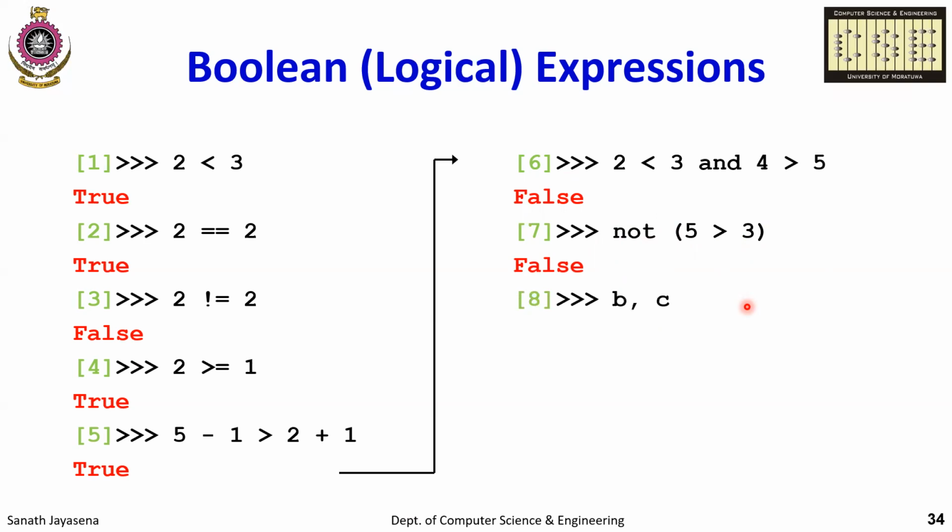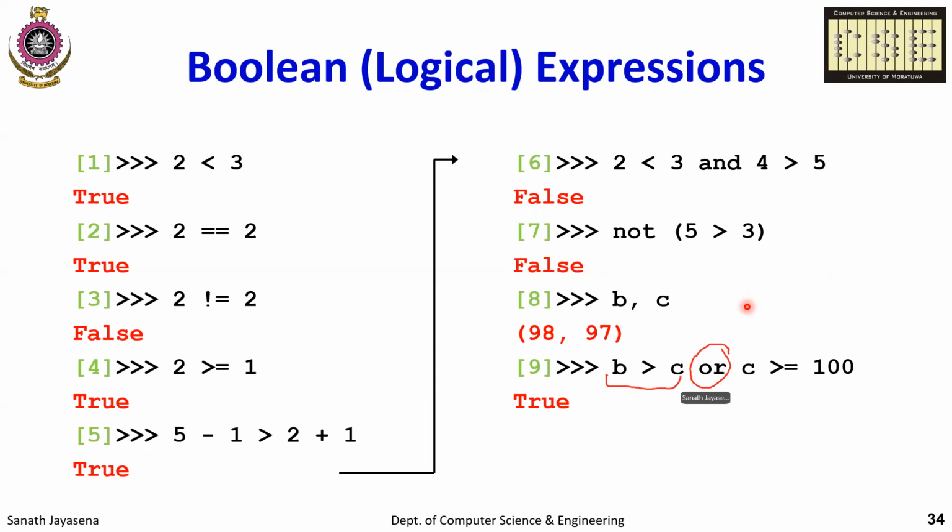Okay. And you say B comma C, the values are, let's say, 98 and 97. So B is 98, C is 97. This is what it means. Now, if you say B greater than C or C greater than or equal to 100, in this case, you get the result as true. Why? Because in the case of OR operation, this is one operand, this is the other operand. So OR is the operation as well as the operator.